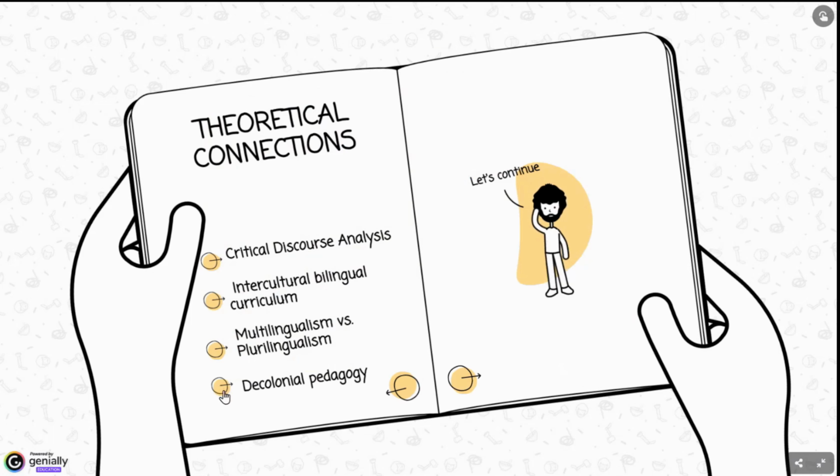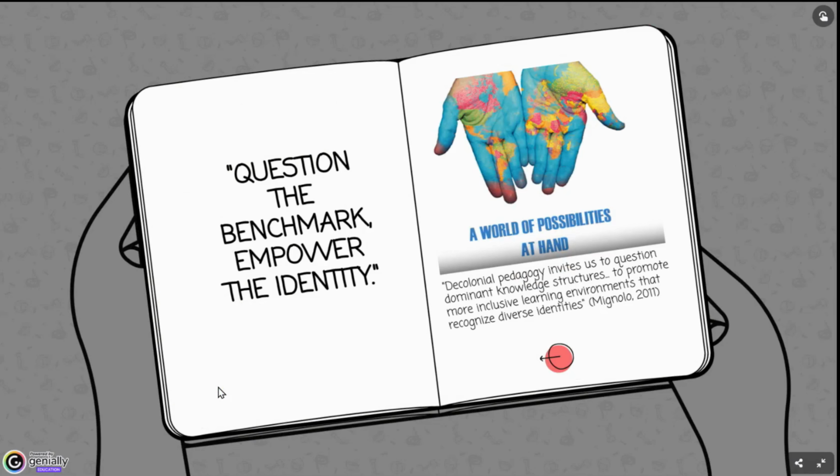Finally, we draw on decolonial pedagogy. This perspective invites educators to question dominant classroom norms and knowledge structures, and to reflect on whose voices and knowledge are legitimate in the learning process. Taken together, these theoretical perspectives help us understand how the invisible curriculum shapes participation, inclusion, and equity in bilingual learning environments.